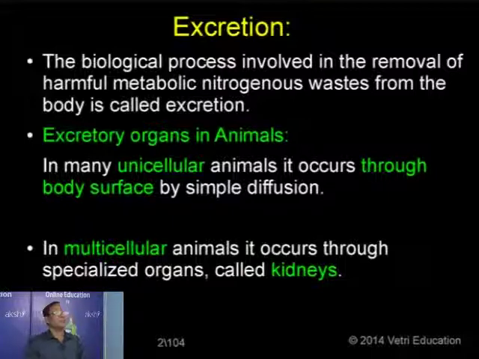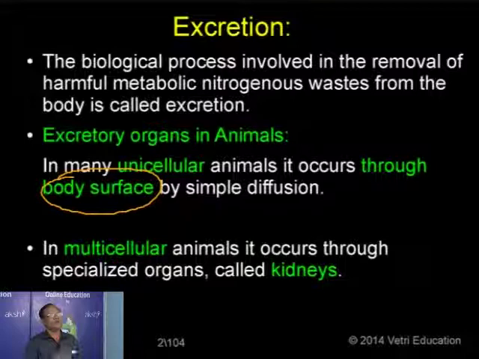In the case of amoeba, there are no specific excretory organs for elimination of nitrogenous waste products. Though they have the contractile vacuole, it is not concerned with excretion. So how does excretion take place in such animals? Mainly through the body surface by means of diffusion. So in unicellular animals, the process of excretion is mainly through the body surface by diffusion.